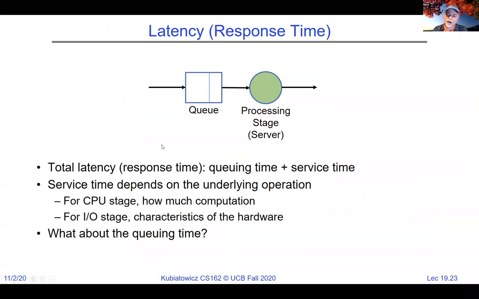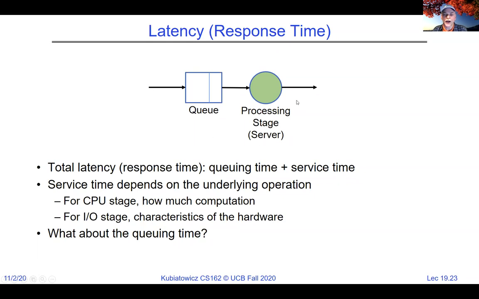Let's talk about latency for a second. The total latency is queuing time plus service time. This is again the McDonald's analogy: here's the front door, you go through the queue, you get to the checkout counter, you get your hamburger, however long that takes to process, and you exit. That's the total latency. The service time depends on all sorts of underlying operations.